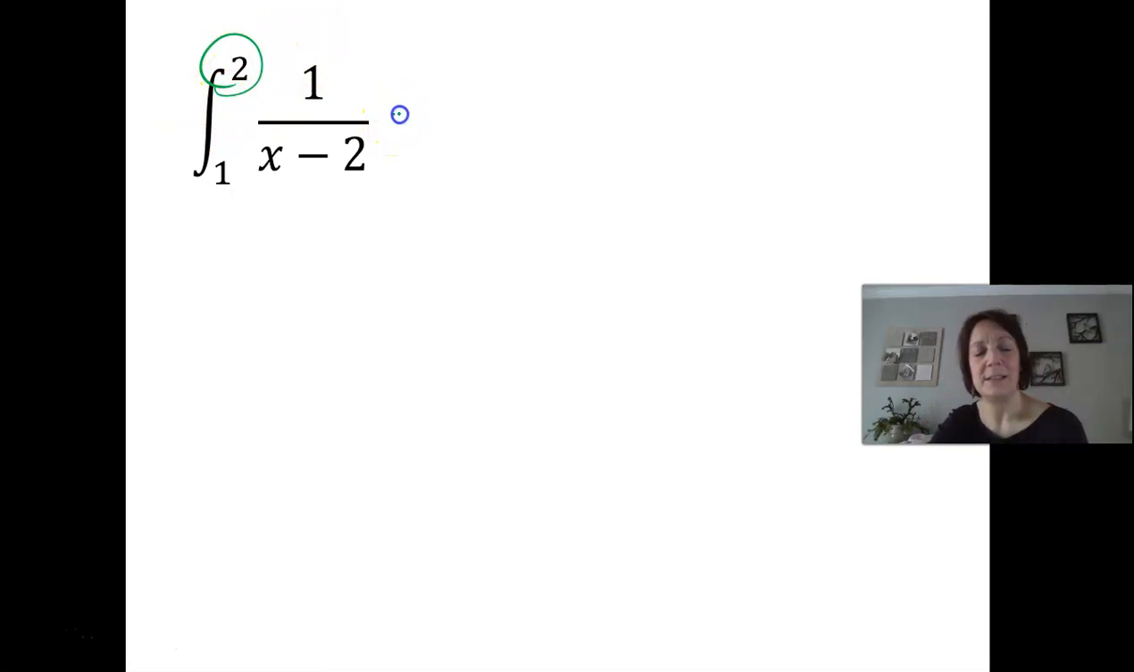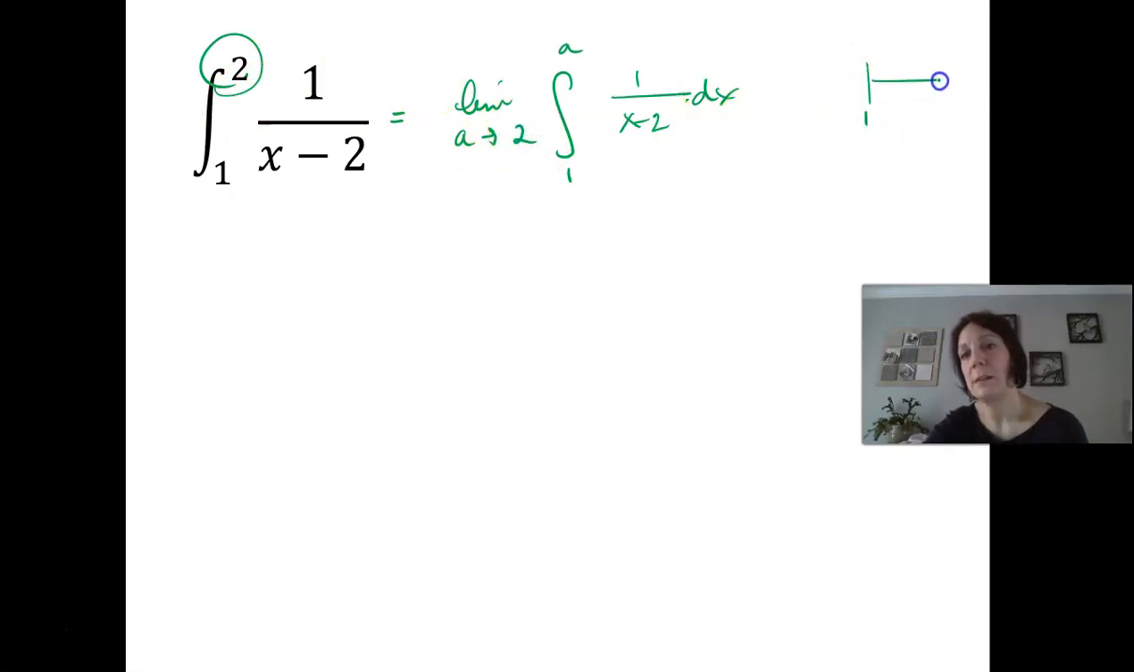So I'm going to rewrite this and replace the 2 with a variable. Instead of going from 1 to 2, I'm going to go from 1 to a, and then take the limit as a approaches 2. Since I'm going from 1 to 2, when I approach 2 it's from the negative side. That's important. It's a one-sided limit.